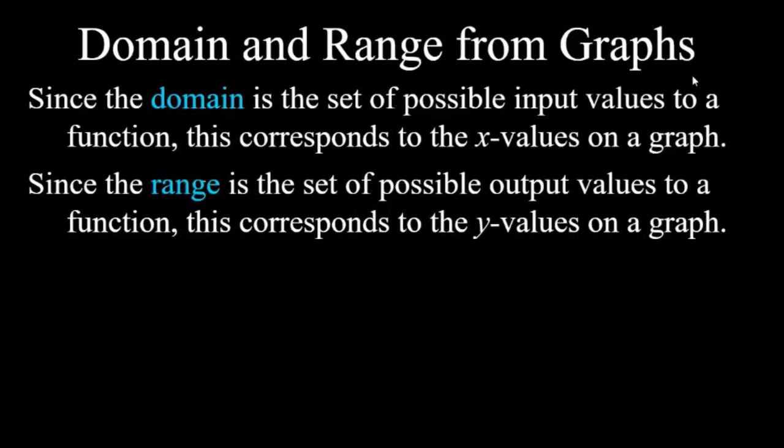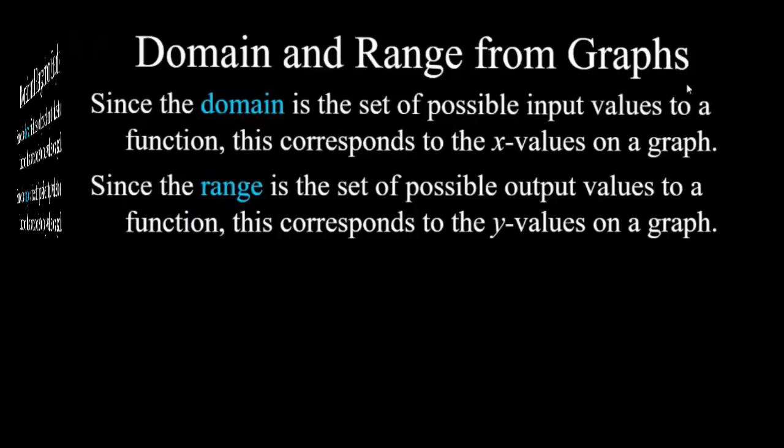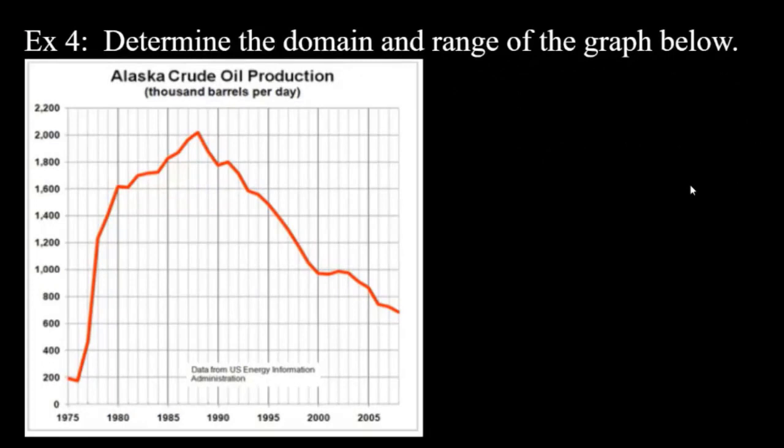So we've talked about how we can look at numbers. Now we want to talk about domain and range from graphs. Since the domain is the set of the possible input values to a function, this corresponds with the x values from our graph, because the x values are what we typically use for the inputs. And then since the range is the set of the possible output values to a function, that corresponds with the y values on the graph. So the x's are talking about left and right. The y's are talking about up and down. So here is a picture.